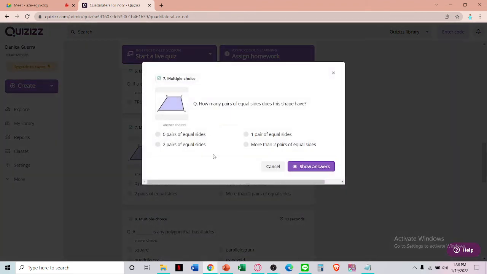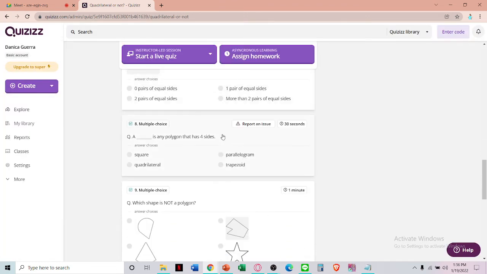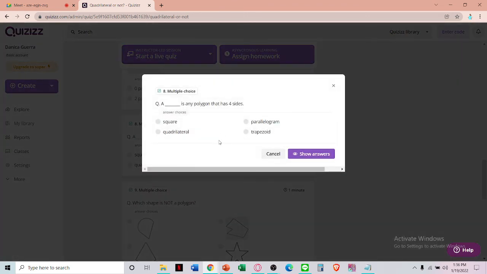Next. How many pairs of equal sides does this shape have? Equal sides. It means they have the same length. Is this side the same as this one? No, this one is long. This one is short. Of equal size, 0. Nothing is the same. Next. A blank is any polygon that has 4 sides.